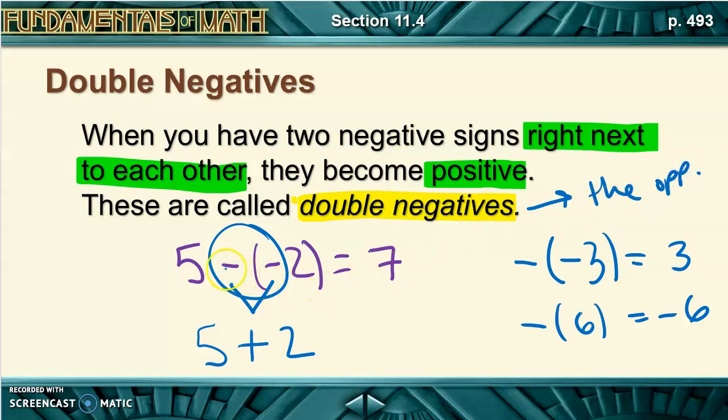All right. So right here, the opposite of negative 2 would be positive 2. And these two negative signs, they combine to make a positive sign.